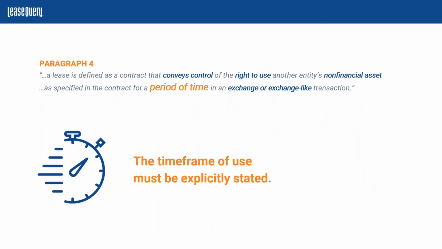Next portion of the definition is a period of time. The period of time must be explicitly stated because that really is what makes this a lease rather than some sort of purchase or a financing arrangement. This is actually unique to GASB 87 as compared to other standards when we talk about time frame, because the time frame does not need to be an uninterrupted period.